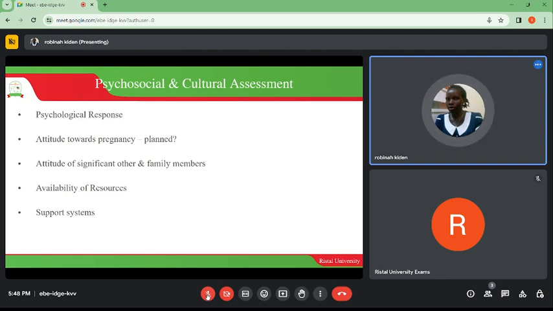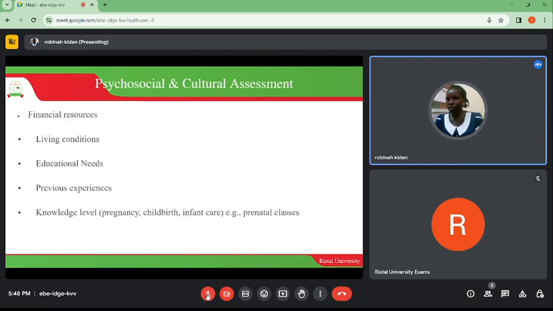Then support systems. Who is there to support her? Are there nearby facilities in case labor starts suddenly? Is there anyone who is going to take her to the health facility? So all this we check for during the first antenatal visit. Then we also check the financial sources. Is she the one supporting herself? Is the husband there to support, or is any of the family members there to support her?